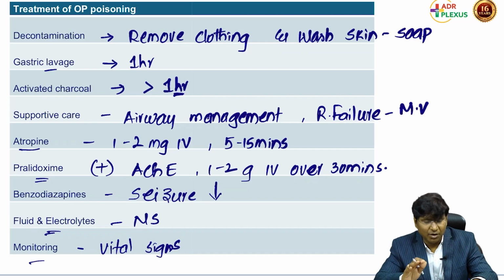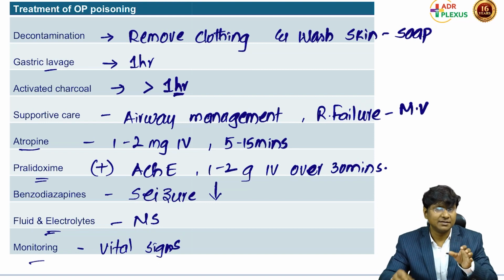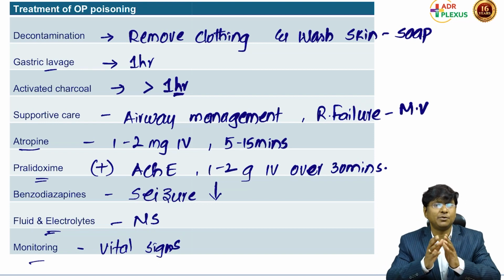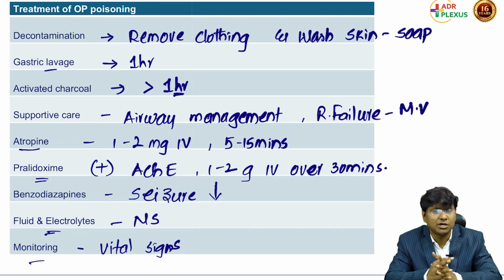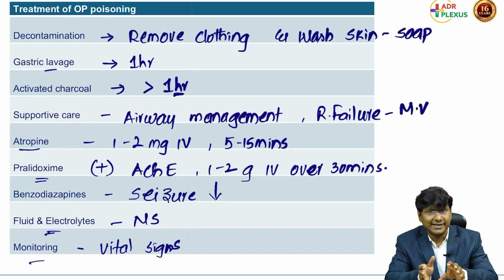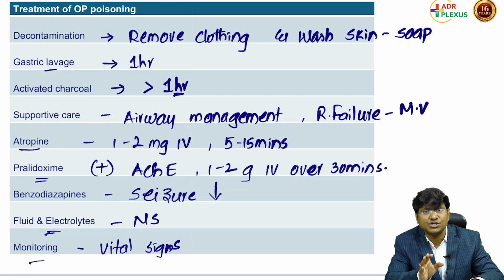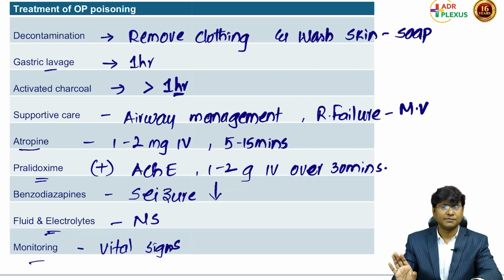Okay, so this is about the treatment of the organophosphorus poisoning. The key points here are that early intervention should be done with the help of atropine as well as pralidoxime. That will significantly improve the outcome of the patient. Supportive care is very much crucial, right? And decontamination and appropriate use of antidotes are essential to prevent further absorption and mitigate the effects of the organophosphorus poisoning. So this is about the organophosphorus poisoning.